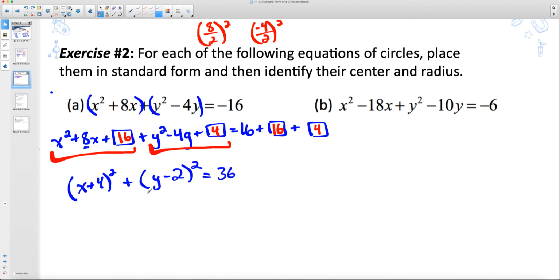And then it says write it in standard form. It's now in standard form. Let's identify the center, which is -4, 2. And let's identify the radius, which is 6. Remember, this here is r squared. So the square root of that would be 6.